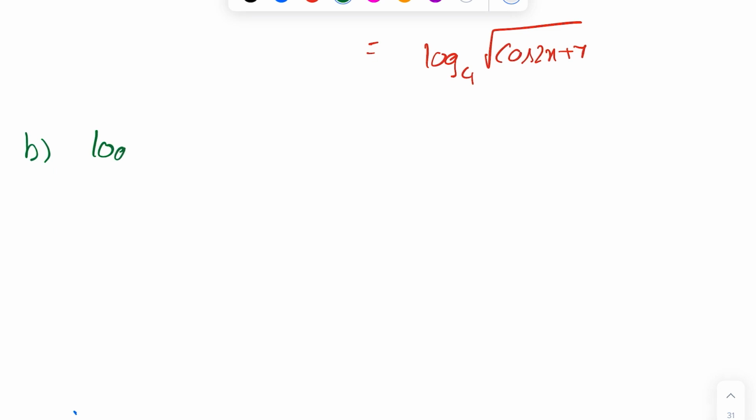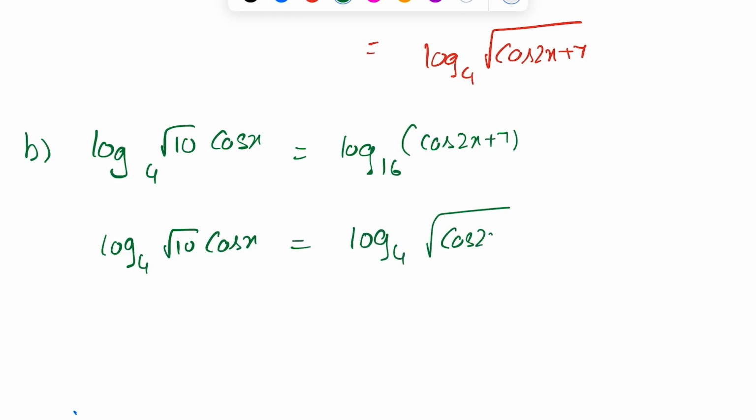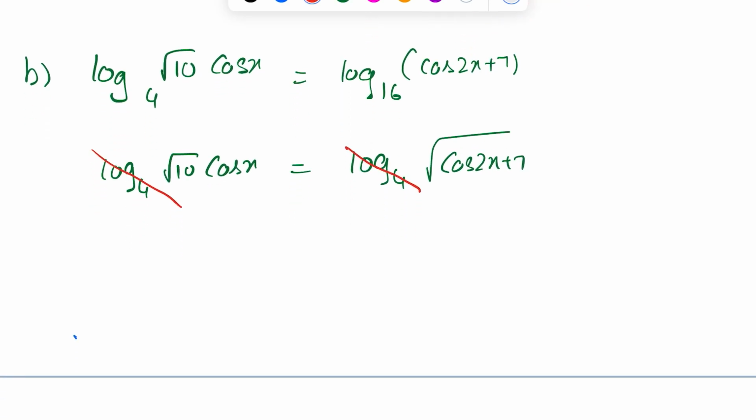What is given in part B? Log of square root of 10 cos x to the base 4 equals log of cos 2x plus 7 to the base 16. Just now we have proved that this can be written as log base 4 of square root of cos 2x plus 7. So we can see that log base 4 gets cancelled: square root of 10 cos x equals square root of cos 2x plus 7.